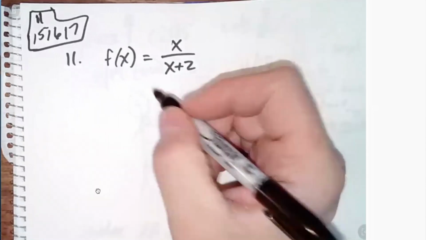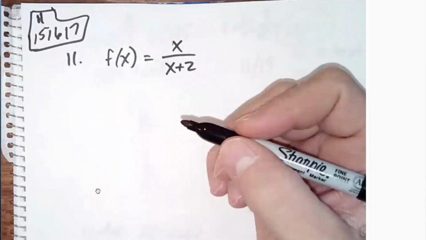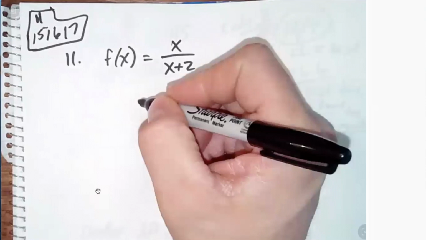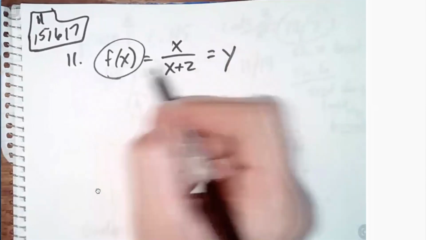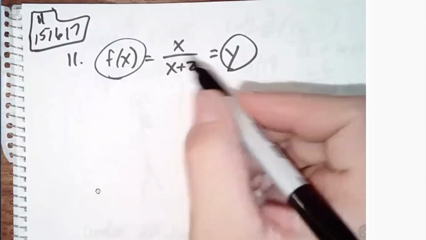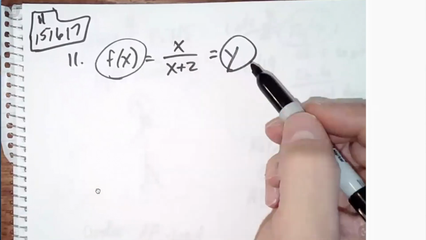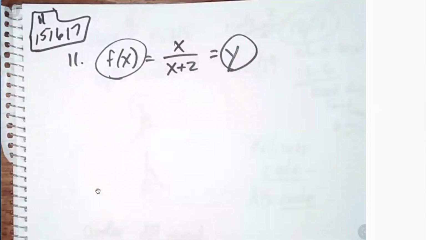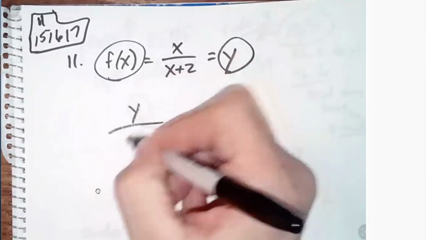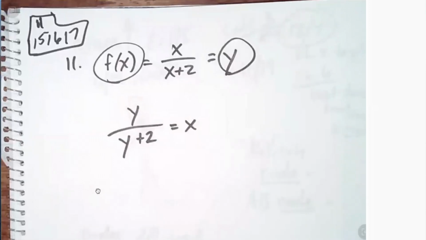For this one, the way that we can quickly get an inverse is to write this, instead of f of x, as a y value. I'll explain the reason for that in a second. And then once we recognize x and y are the variables, an inverse switches them. Now we solve for y.